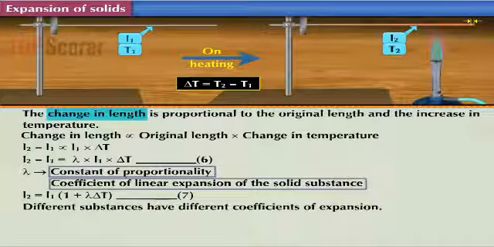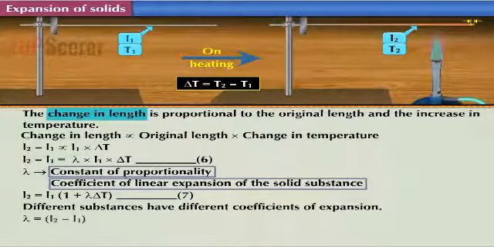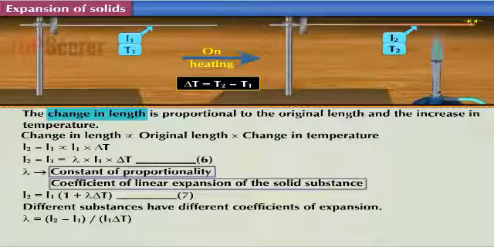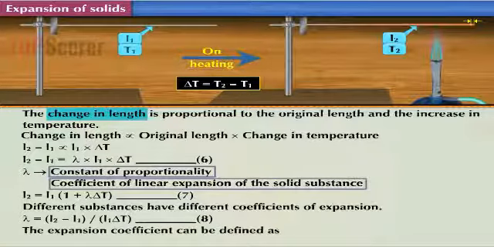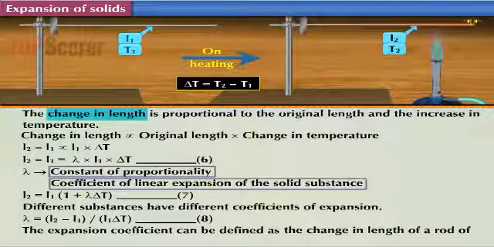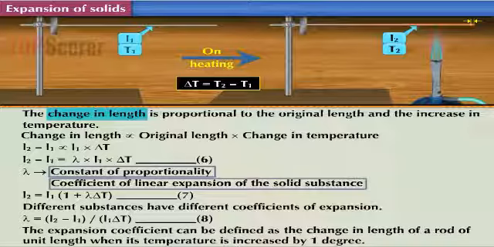Different substances have different coefficients of expansion. From formula 6, we can write the expansion coefficient as lambda is equal to L2 minus L1 upon L1 into delta T. This is equation 8. From equation 8, the expansion coefficient can be defined as the change in length of a rod of unit length when its temperature is increased by 1 degree.